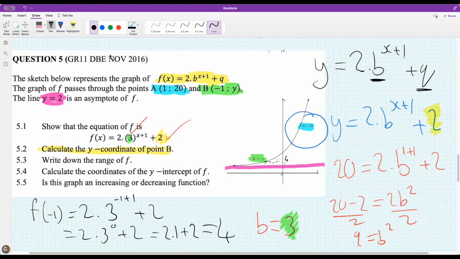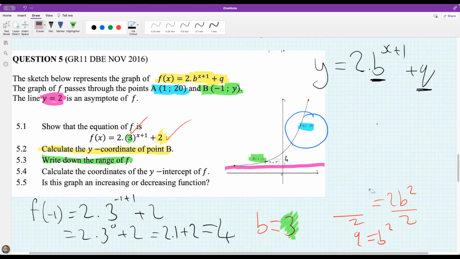Okay, next question. Write down the range of f. Now, range refers to the y values that are valid in the function f. Now, the big thing to look at is there's a big pink line that stops the function from going certain places. See if you can use that to write down the range of f. There's 2 ways of writing it. There's interval notation and set builder. See if you can write it in the chat for me. What is the range of the function f?